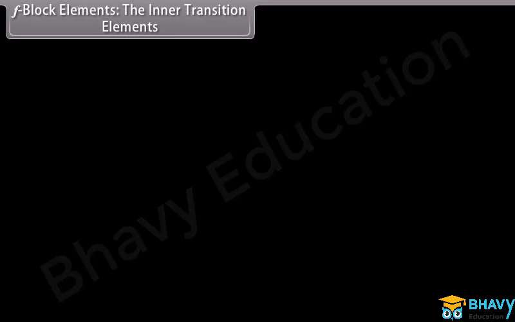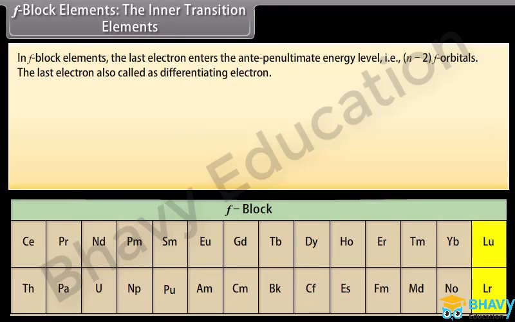F-block elements, the inner transition elements. In F-block elements, the last electron enters the antepenultimate energy level, that is (n-2) f orbitals, where n can be 6 or 7. The last electron is also called the differentiating electron.